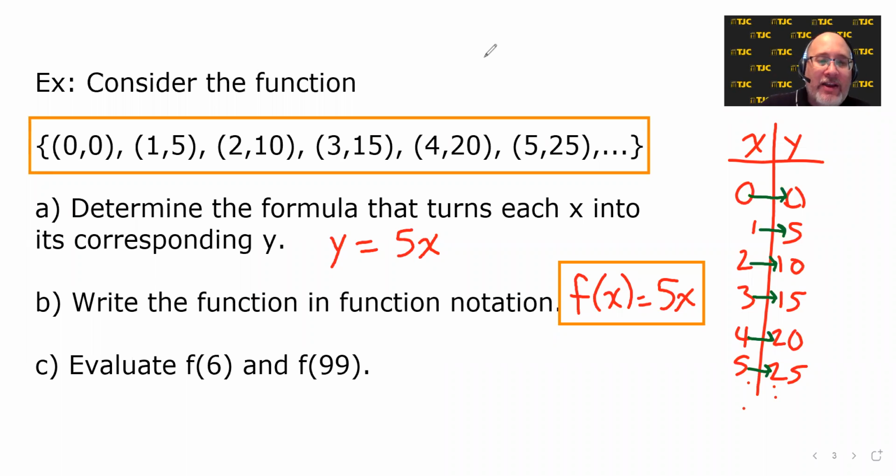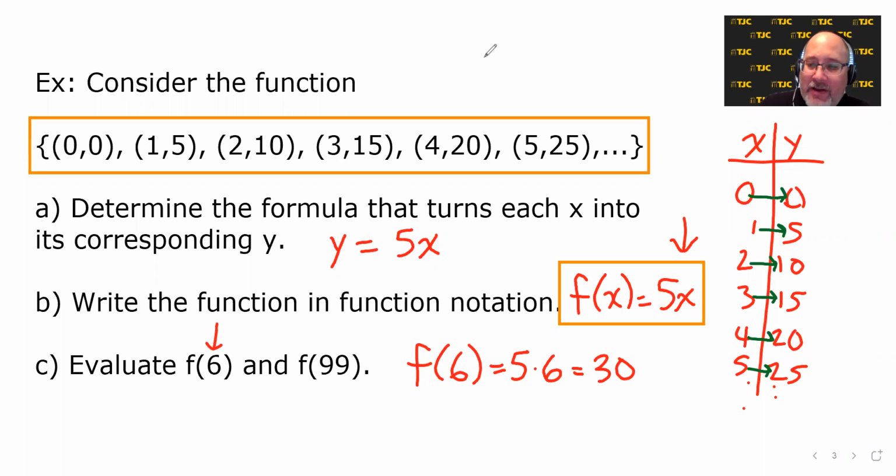The number that you write inside is often called the input, and the number that comes out is often called the output. In this case, to evaluate f of 6, all we would have to do is take our function and replace the x with 6. So instead of 5 times x, we would write 5 times 6. And there's a variety of ways of writing that. The dot is 1. 5 times 6, of course, is 30.